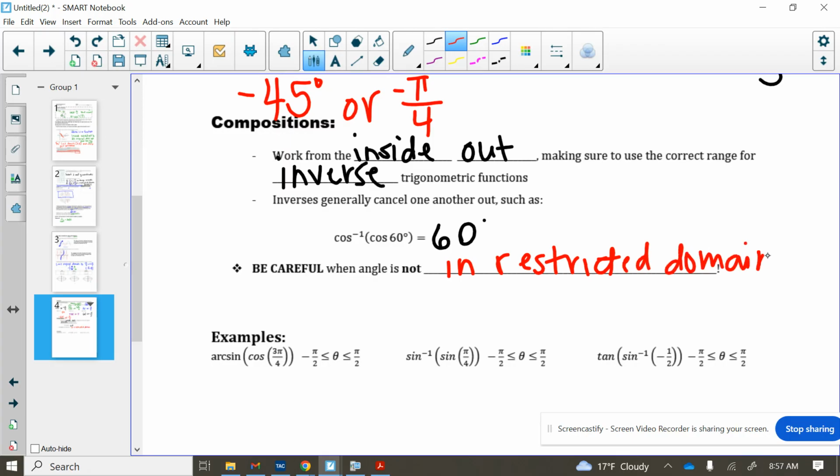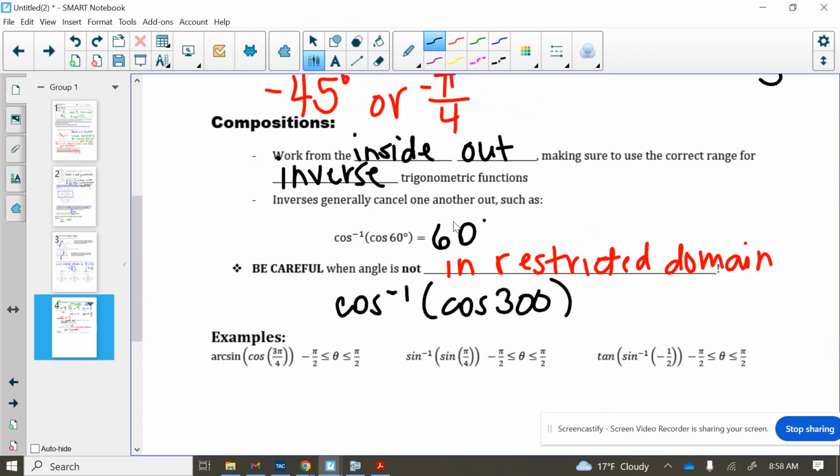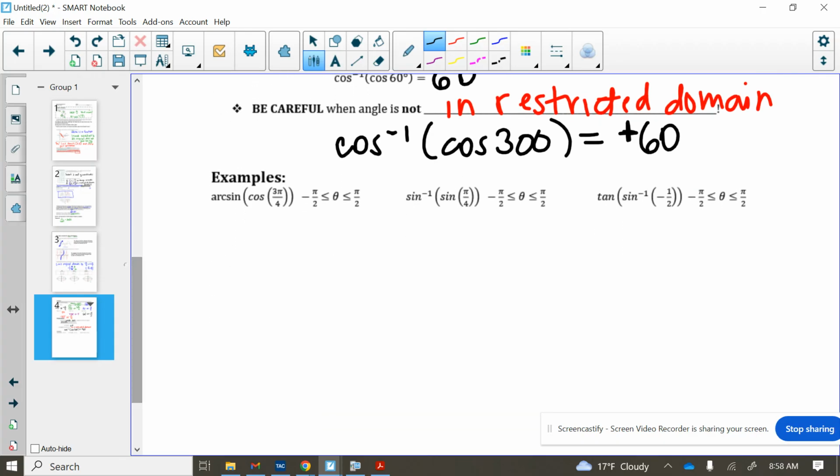Okay, what do I mean by that? Well, let's say that we tried to do cosine inverse of cosine of 300 degrees. Okay, 300 isn't officially in our domain, so when we actually take these answers, it's not going to cancel out. It would actually give us that answer from quadrant 2, since 300 isn't in that correct domain. So you would actually just get an answer of positive 60, because again, it has to be in that correct domain.